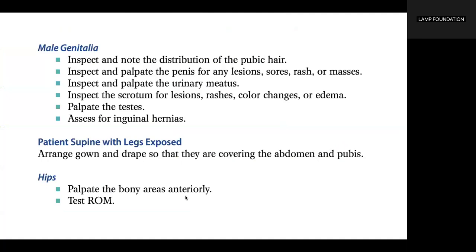Physical examination strategies. Head-to-toe examination, part 4. Male genitalia. Inspect and note the distribution of the pubic hair. Inspect and palpate the penis for any lesions, sores, rash, or masses. Inspect and palpate the urinary meatus. Inspect the scrotum for lesions, rashes, color changes, or edema. Palpate the testes. Assess for inguinal hernias. Patient supine with legs exposed. Arrange gown and drape so that they are covering the abdomen and pubis.